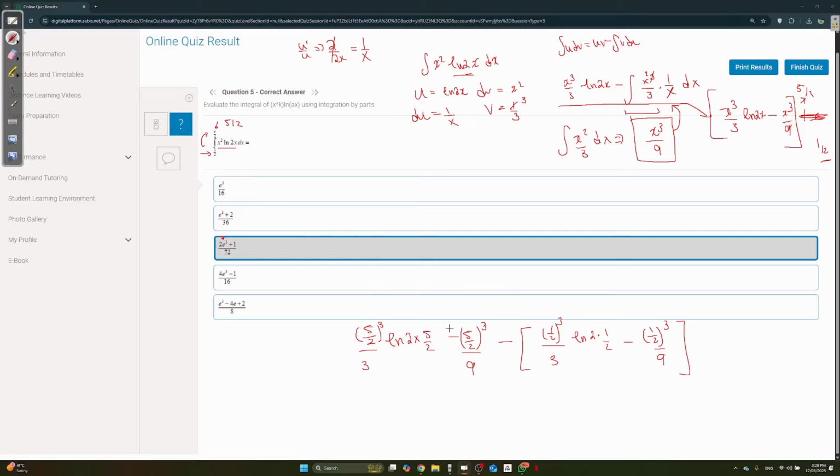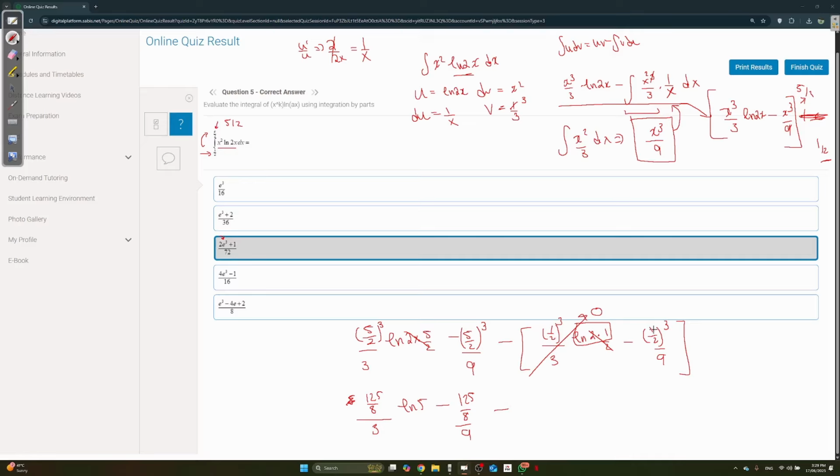Let's simplify this one by one. The first thing I'm going to do is ln of 2 times 1 over 2, where the 2 and 2 cancel. So you're left with ln 1, and ln 1 is 0. So this cancels to get 0. This 2 and 2, we're going to cancel it, so it's going to become ln 5. So we're going to have (5 over 2) cubed is 125 over 8, over 3, ln 5, minus, again, 125 over 8 over 9.